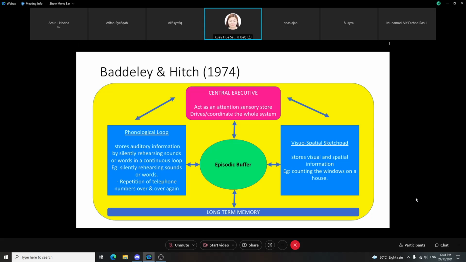So the middle one, the green oval, I cannot say circle, or my son will scold me because he will say this is an oval because it's not really a circle. So the green oval in the middle is the episodic buffer. What is an episodic buffer? Basically, whatever memory that we have, we need to go through an episodic buffer in order to get to long-term memory. Then there's the central executive, the pink one in the middle.